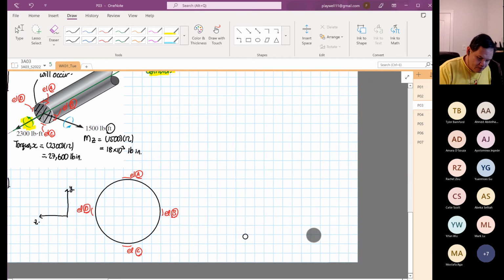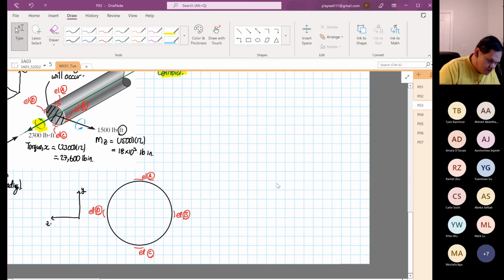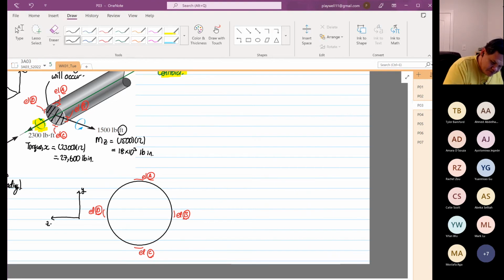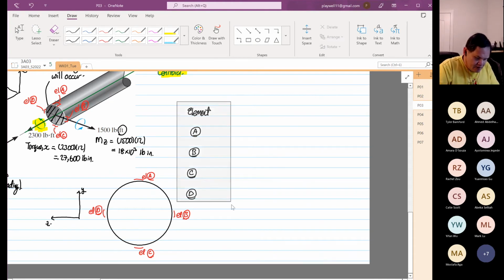So we are going to create a table now. So the first column, we have it as our element. We have our element A, B, C, D. Okay, that is our element A, B, C, D.